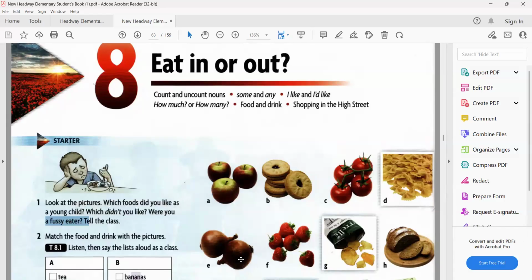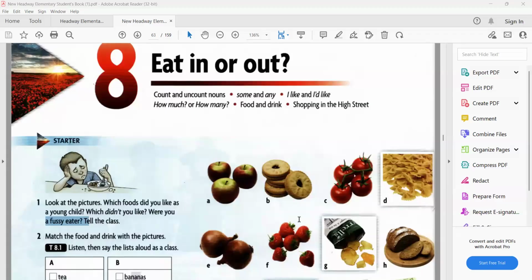So who can tell me which food did they like as a child? And I don't want you to say like apple, tomato. I want a sentence. I want to hear you speak. So you can raise your hand and open your mic one by one. Who would like to start first?